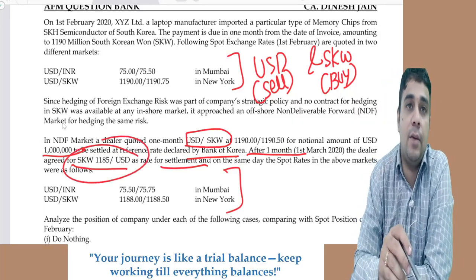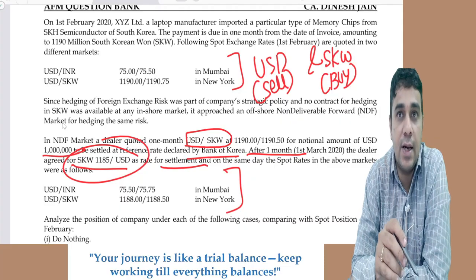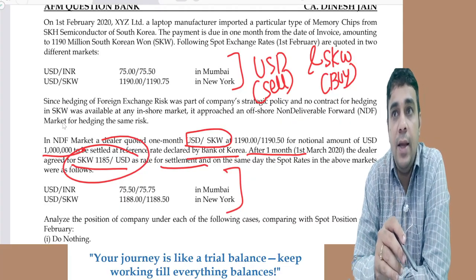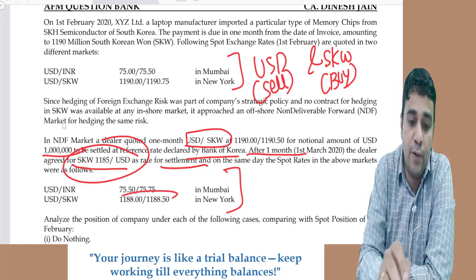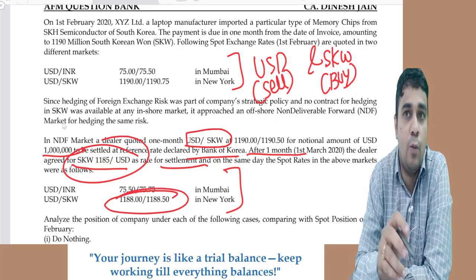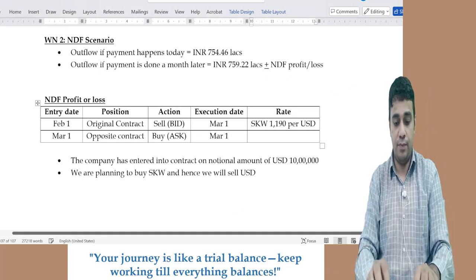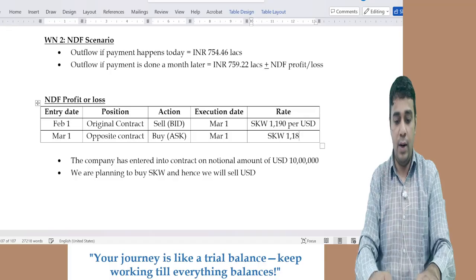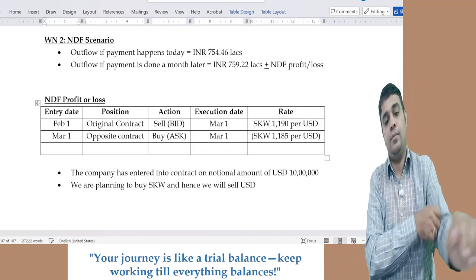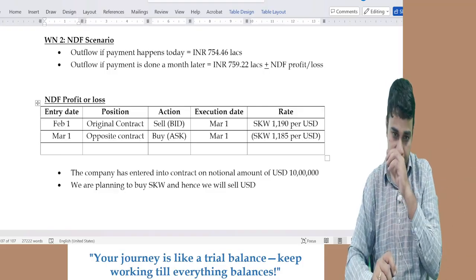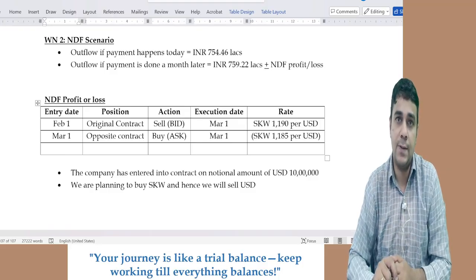1185 as the rate for settlement. The dealer has agreed for what? 1185 as the rate for settlement. I follow 1185; else I would have used this rate. They are saying 1185 has been used for settlement purpose. SKW 1185 per USD, in brackets.